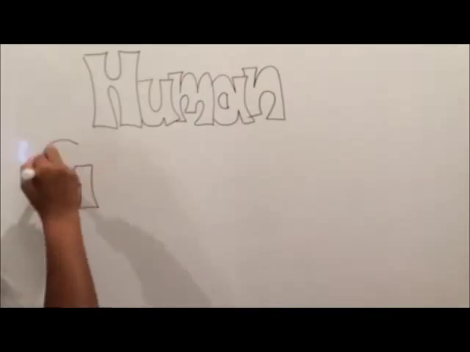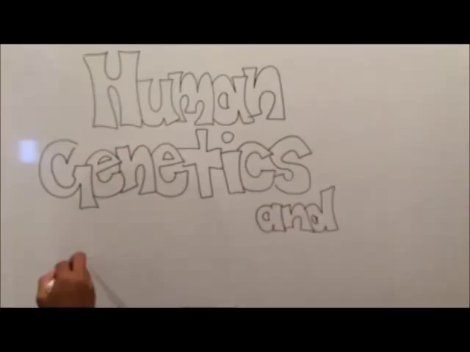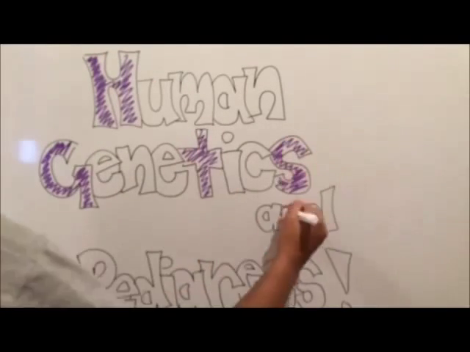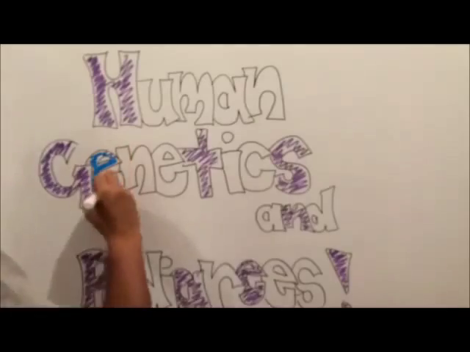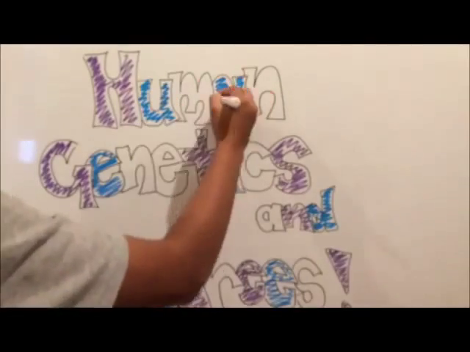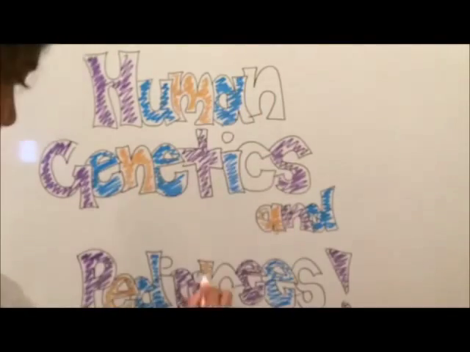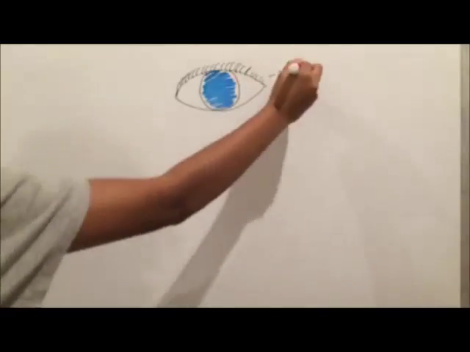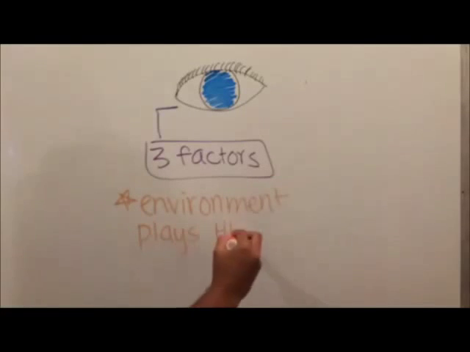Hey guys, today we're going to be talking about human genetics and pedigrees. Basically, human heredity involves the same relationships between alleles, such as dominant and recessive interactions, polygenic traits, and sex-linked genes. Inheriting traits is a complex process. Several genes can control one trait, such as eye color, which is controlled by at least 3 genes.